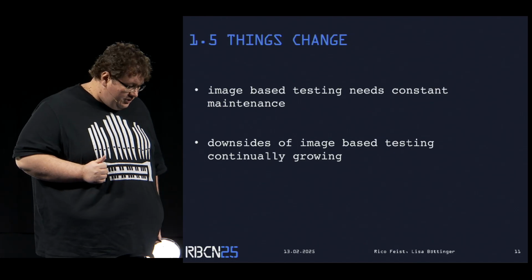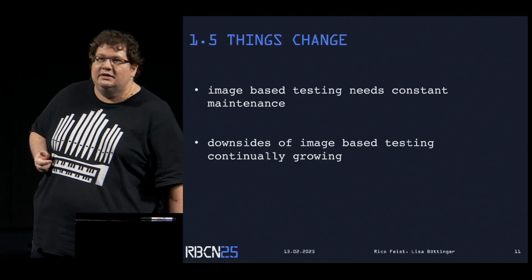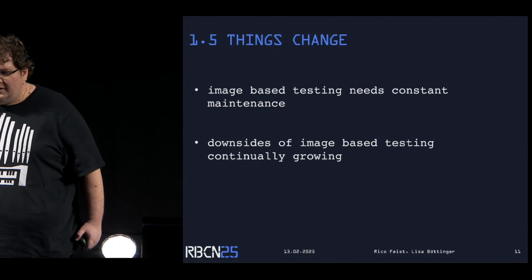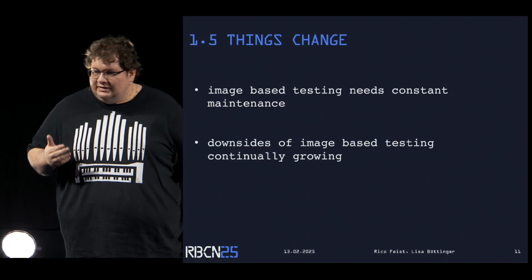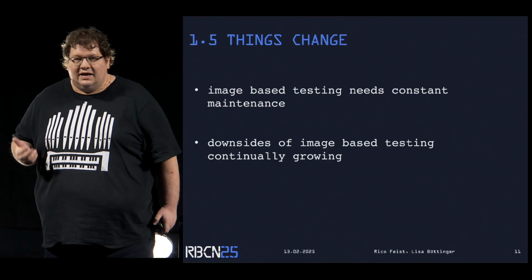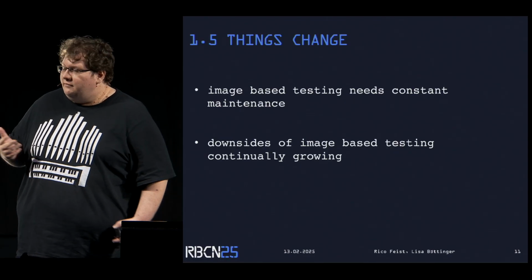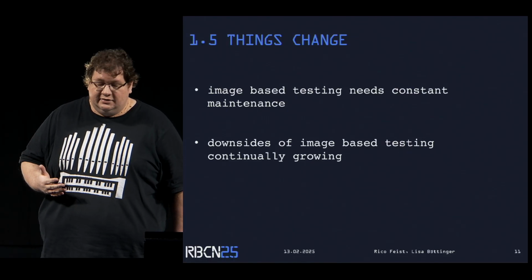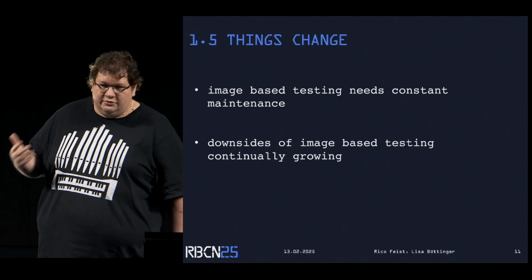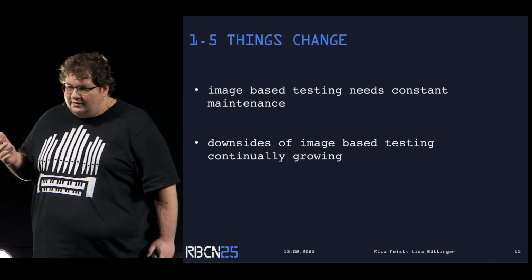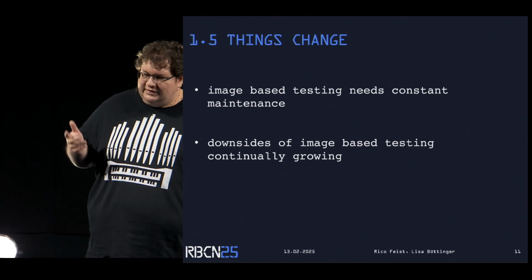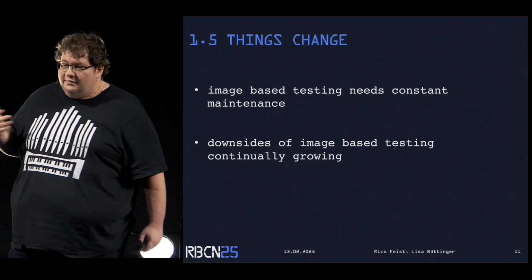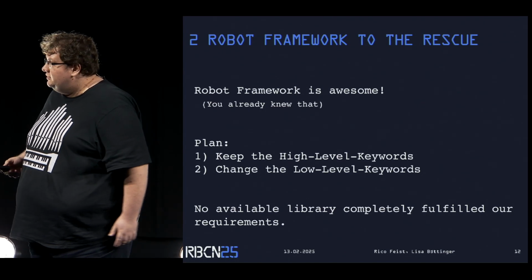So things change. As I said, in 22 we had this talk, and we did this talk because we really liked the solution we found for our problems. But image-based testing always needs constant maintenance, much more maintenance than you have with regular test tools. And the downsides I just talked about, and these aren't the only downsides here, they continually grew in our project. So image-based testing is always a trade-off, and sometimes the downsides prevail, and that's where Robot Framework and PlatynUI came to the rescue, and that's what Lisa's gonna talk about.